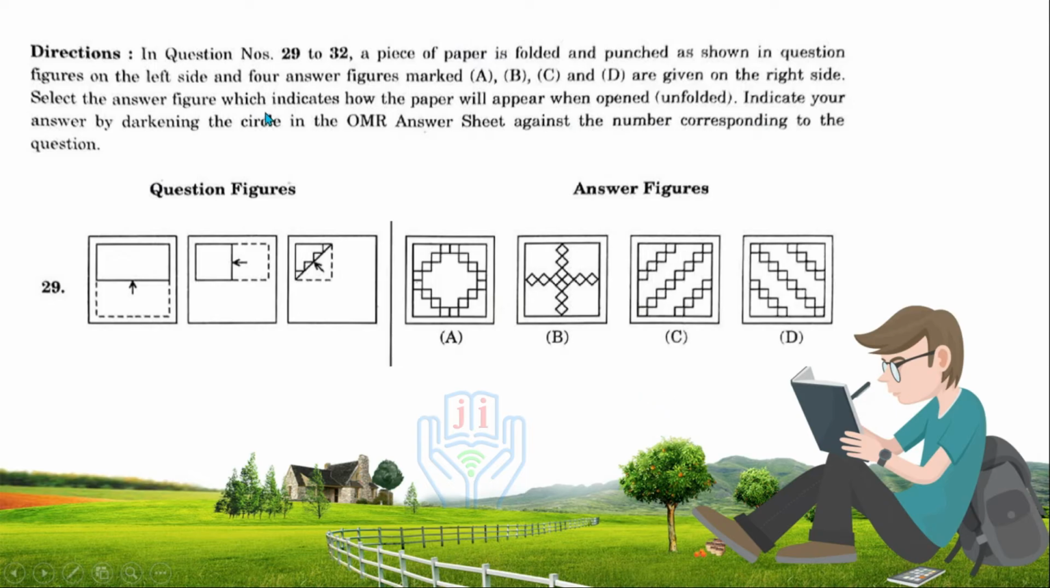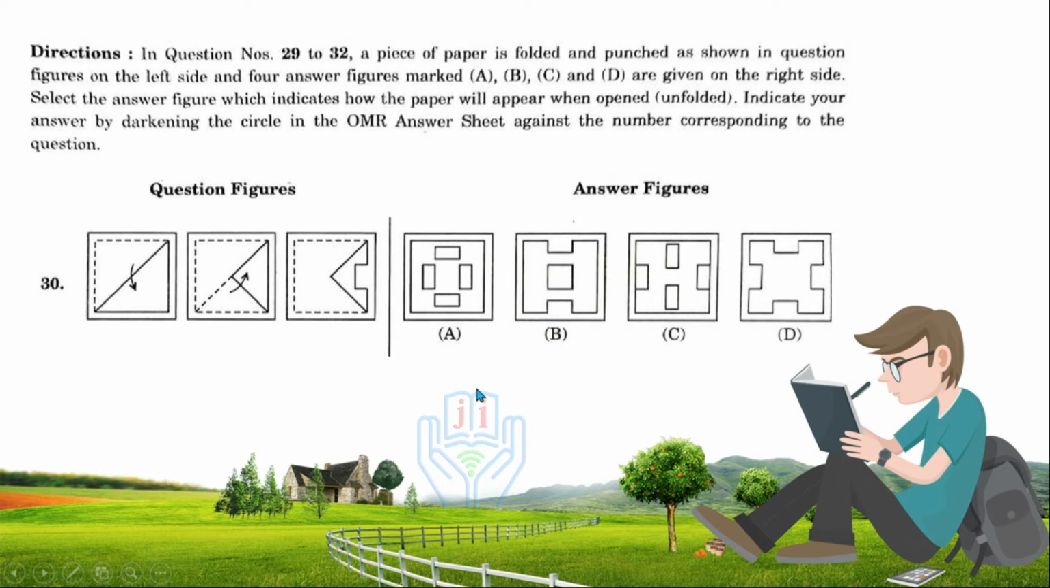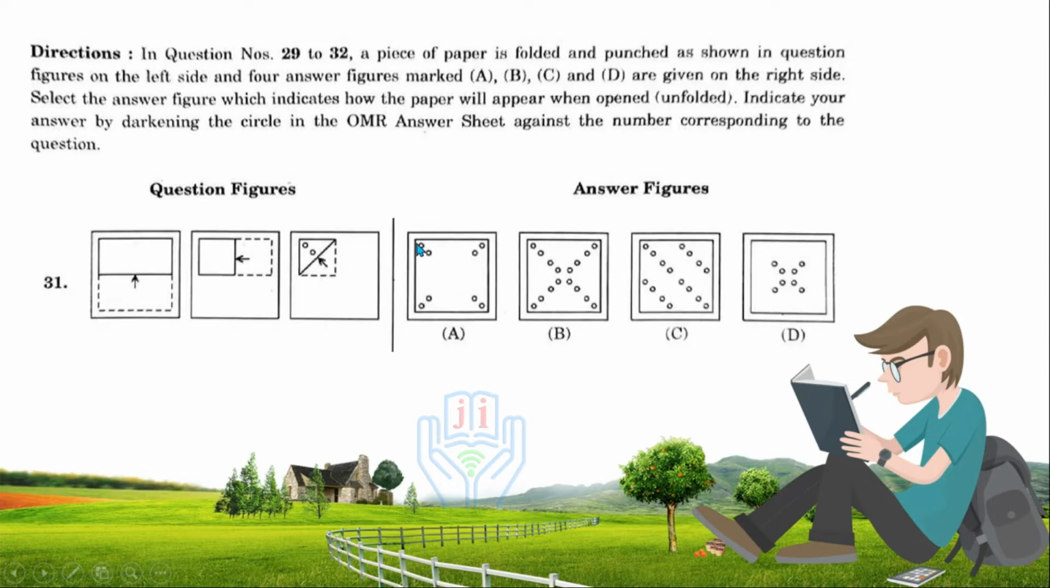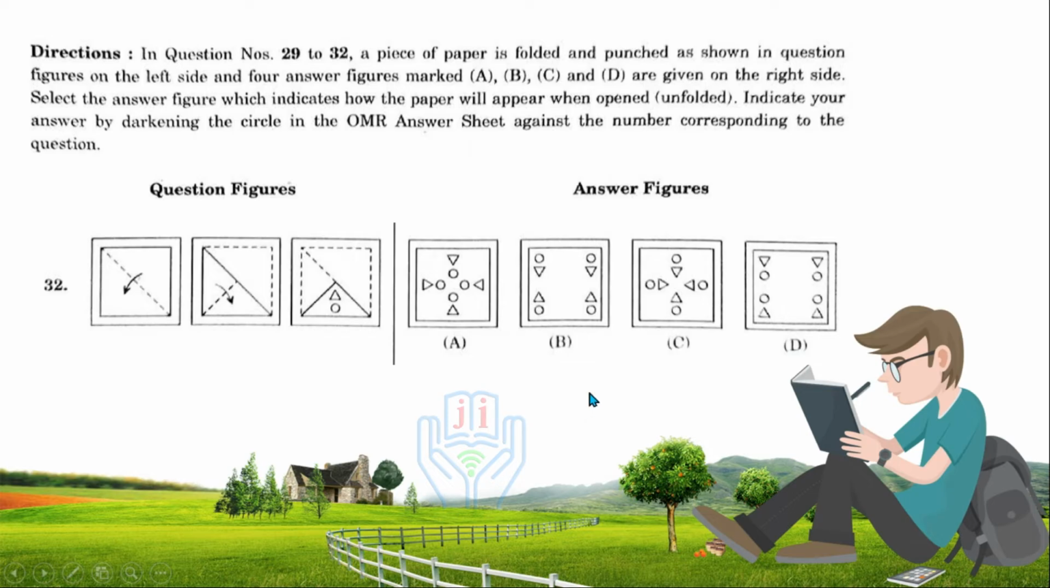Part 8. Which indicates how the paper will appear when opened, unfolded. So if it's unfolded, then the answer will be A. Next question. So the answer will be D. Pause the video and put your answers in the comments. Check this one. It should indicate how the paper will appear when opened, unfolded. Answer will be B. 32. Answer will be C.